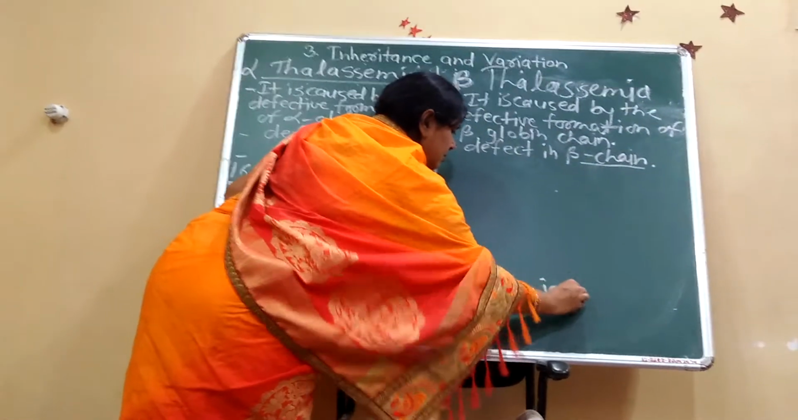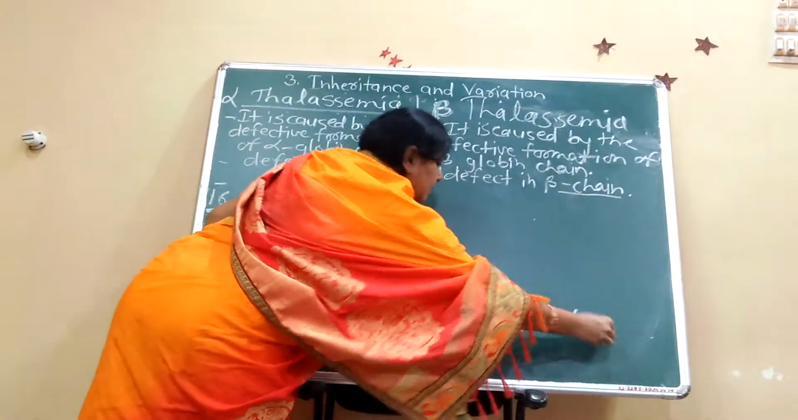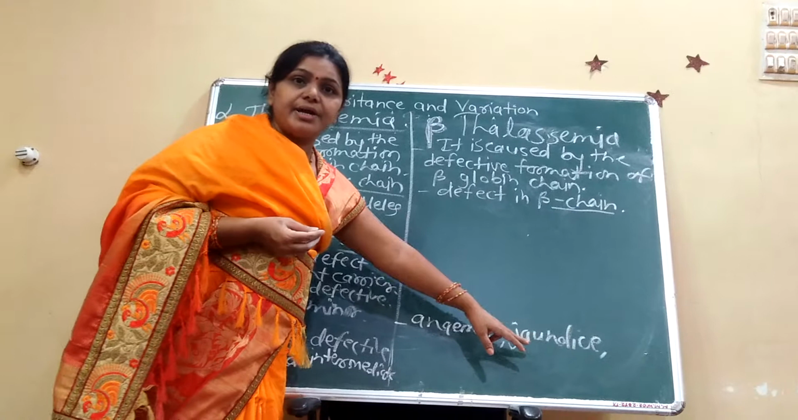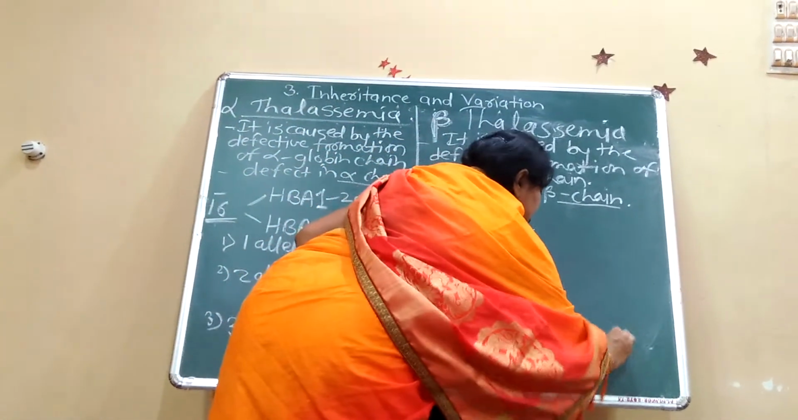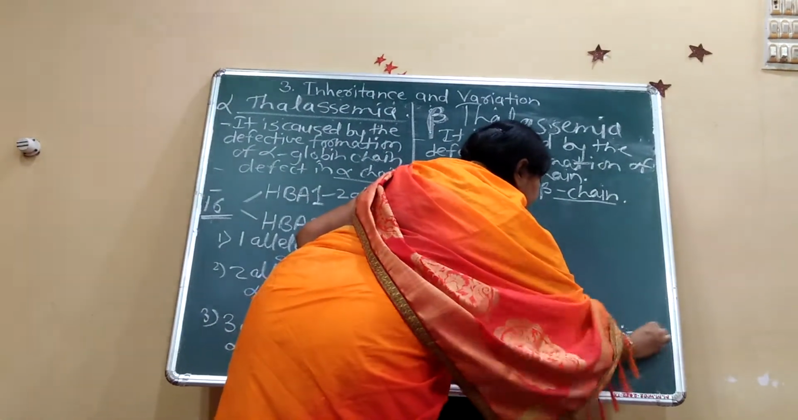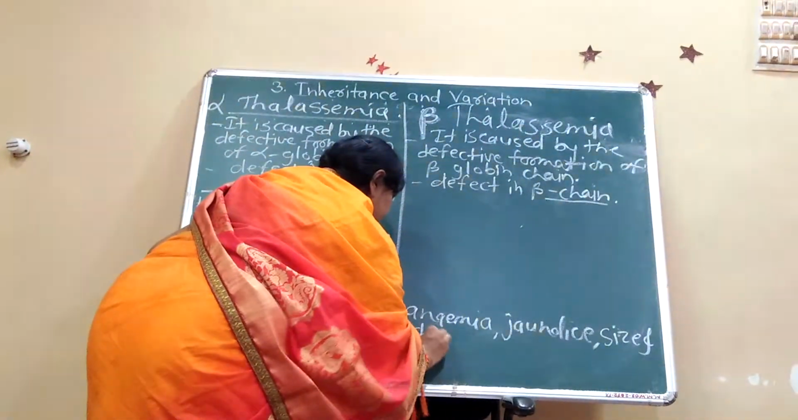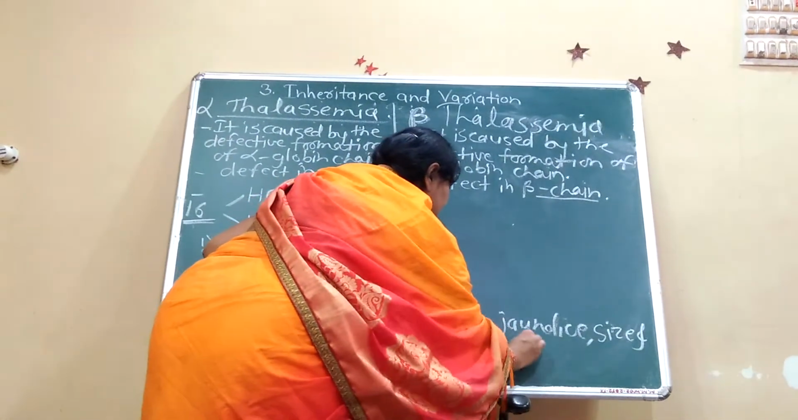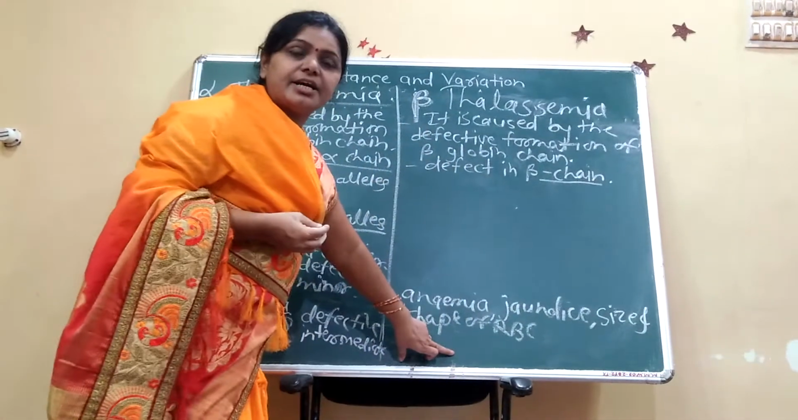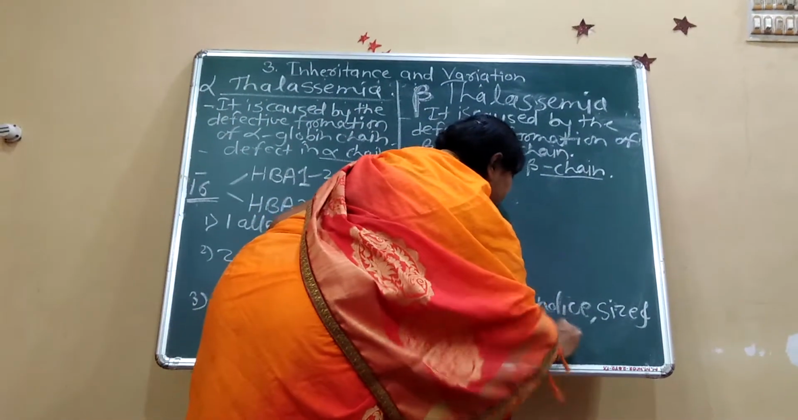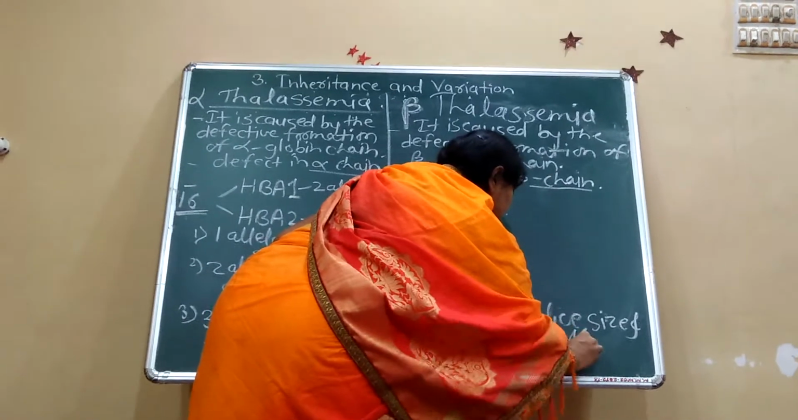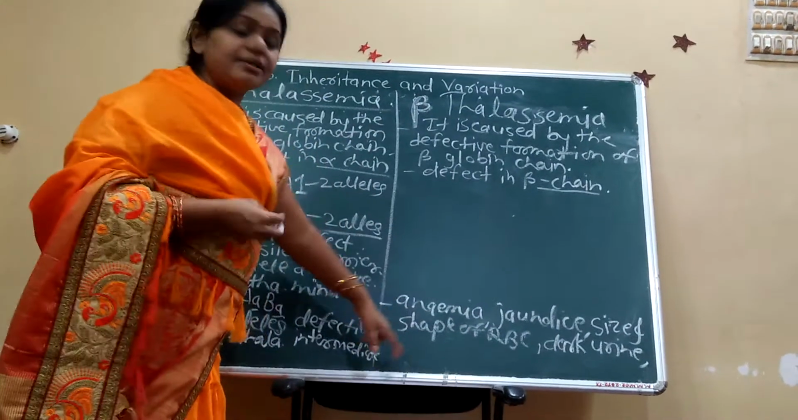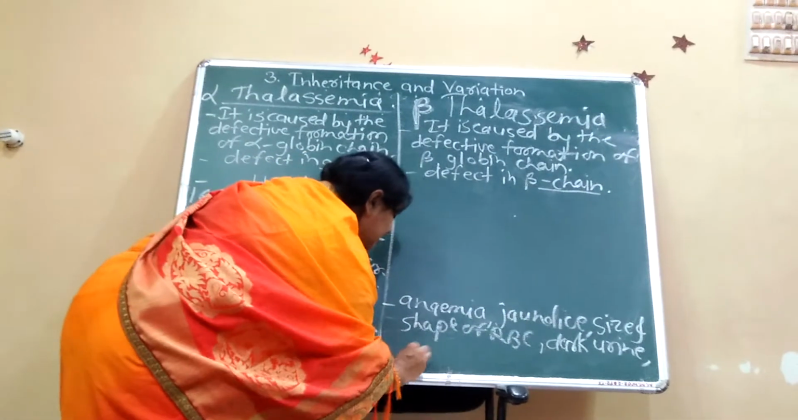Jaundice, that is the pale yellow skin color, in Marathi kavir. Then the size and shape of RBC will be changed, dark urine, and the large liver size.